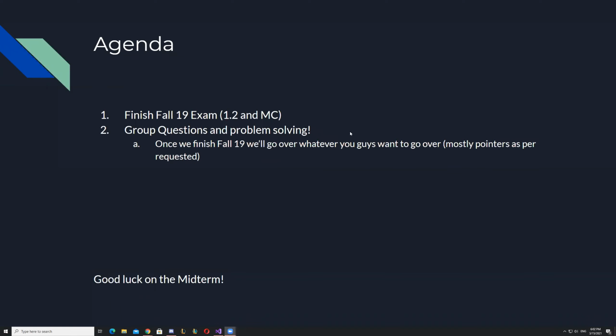So today's agenda, basically, we're gonna finish up Fall 19. We didn't finish question 1.2, which is this input file question, and we're also gonna finish the multiple choice questions. After that, it should be like 6:45 or 7, so we have like an hour and 50 minutes to answer any miscellaneous questions and talk about the exam structure.